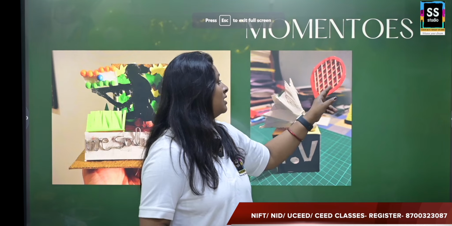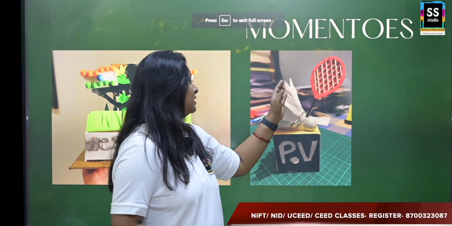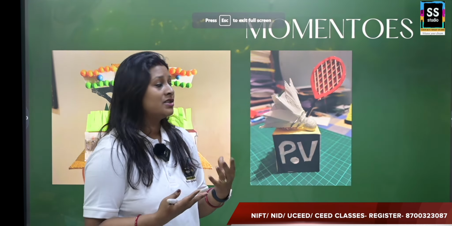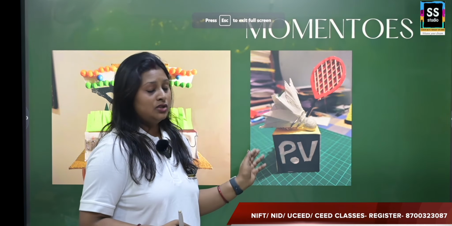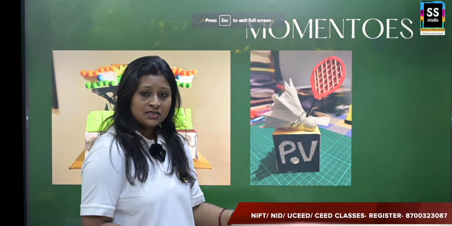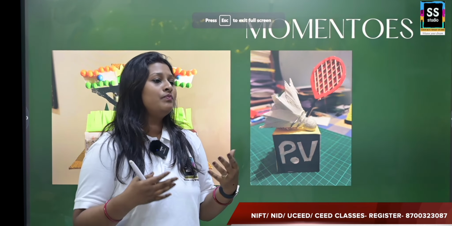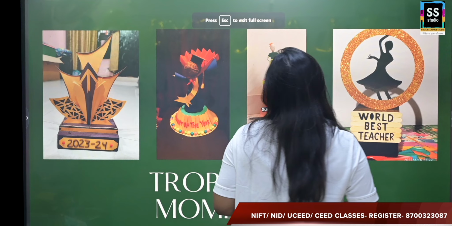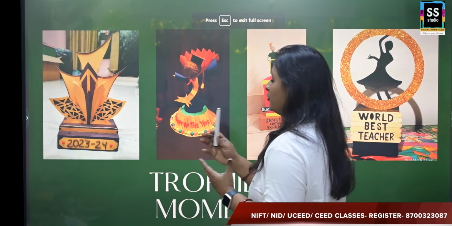So here you can see the bamboo sticks and the cut work have been done. Here the feathers have been made so realistic. So that's how you are going to do it. And if you are aware of how to make the basic shapes, definitely you're going to make the base out of a cuboid, cube, pyramid, anything. Moving on, let's see some more trophies and mementos.